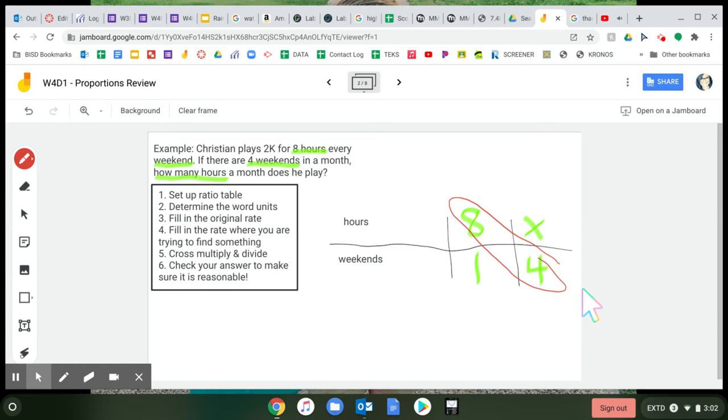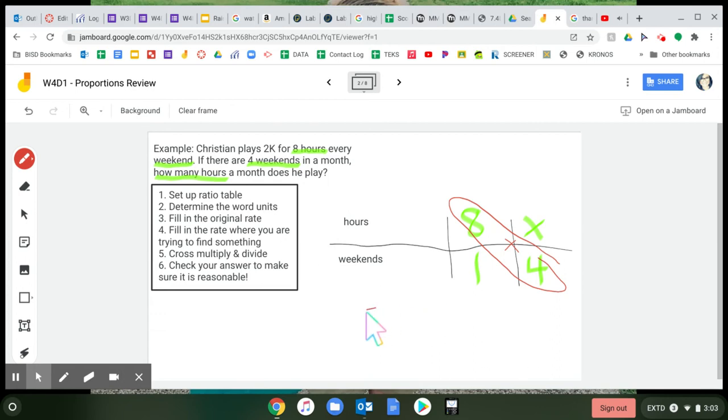You can do that if you're setting up an equation, but honestly, we are just trying to solve. We're not really setting up an equation. We're just solving for that missing value. So you're cross multiplying the two numbers that are diagonal from each other. So this would be 8 times 4.